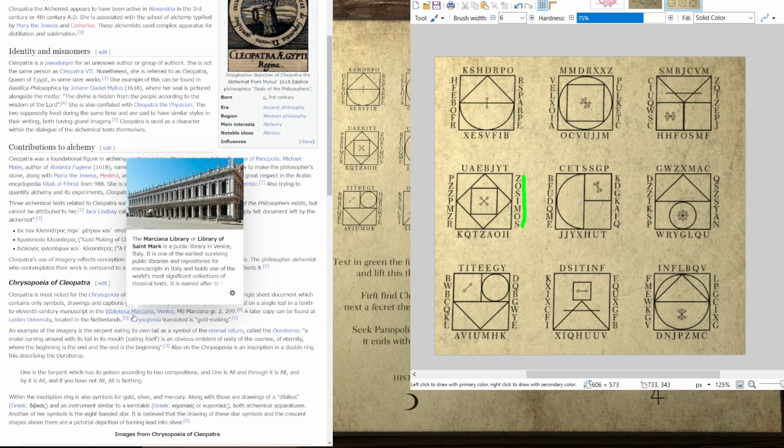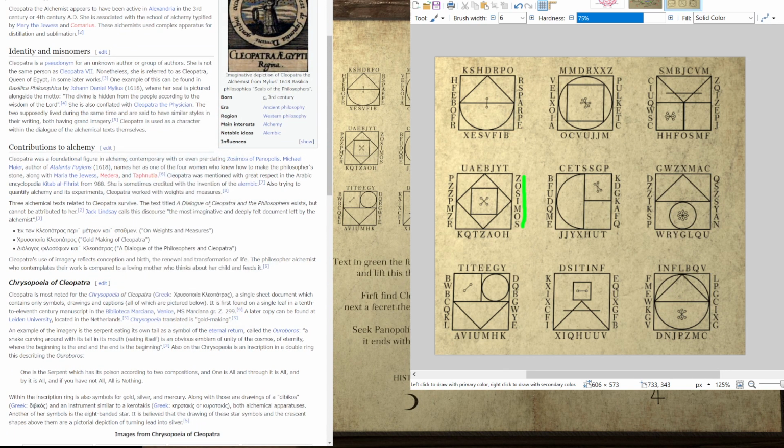Okay, three alchemical texts related to Cleopatra survive. The text titled A Dialogue of Cleopatra and the Philosophers exists, but cannot be attributed to her. On Weights and Measures, Gold Making of Cleopatra. I think that's our text. And A Dialogue of the Philosophers and Cleopatra.